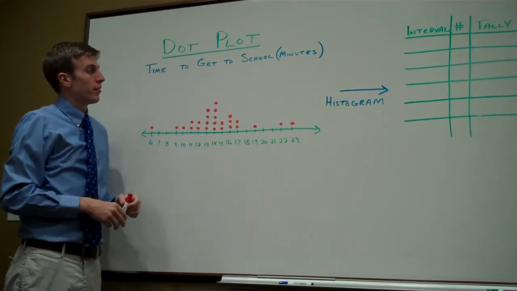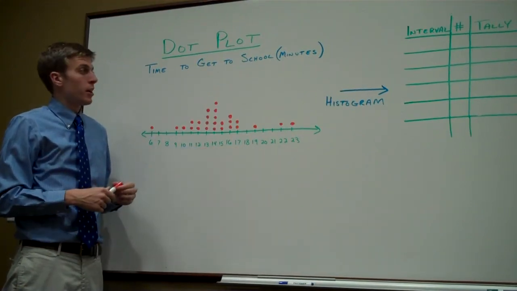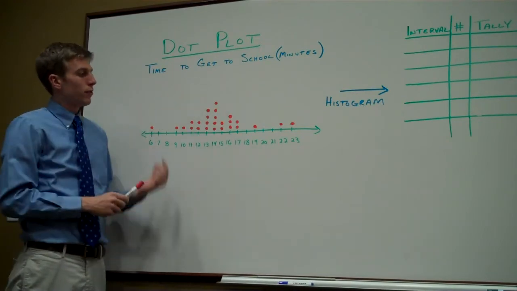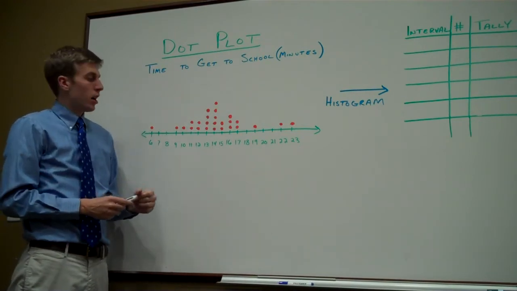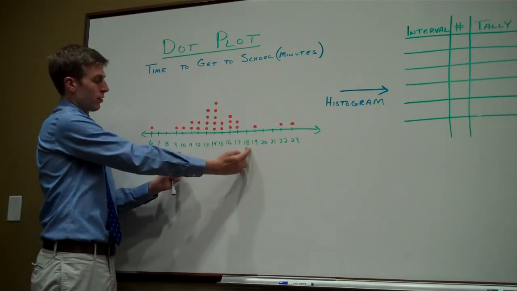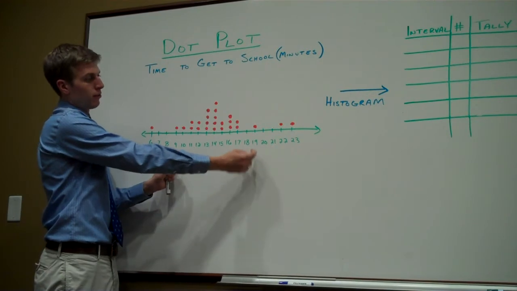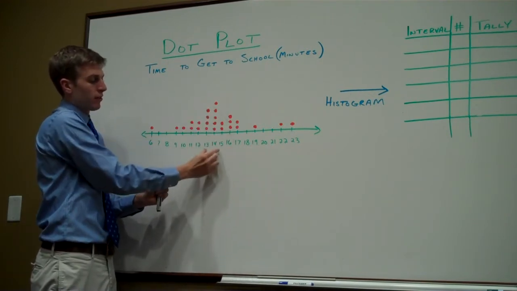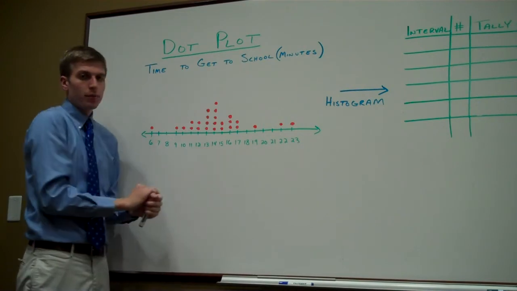So what I've presented here is a dot plot. We've already talked about dot plots in this unit. Here my dot plot is the time to get to school for a number of students. You'll notice immediately looking at the data that most students fall within this range, from 9 minutes to 19 minutes, with the majority of them being even more condensed in the center, 13, 14, or 15 minutes.